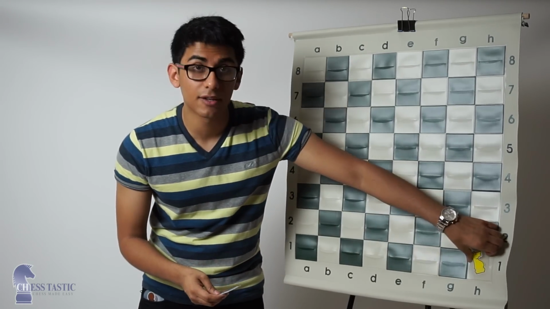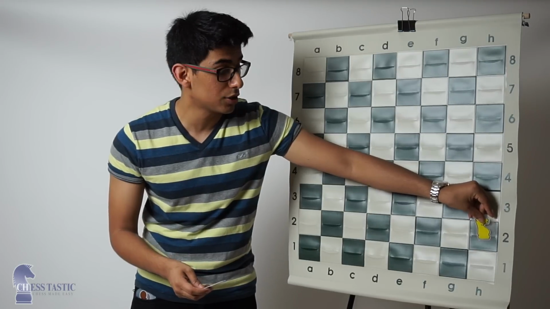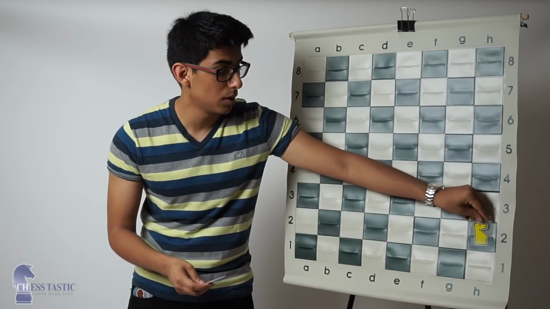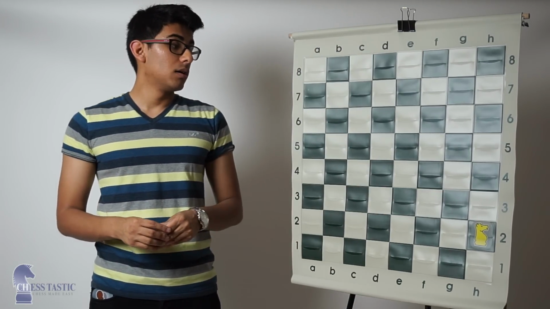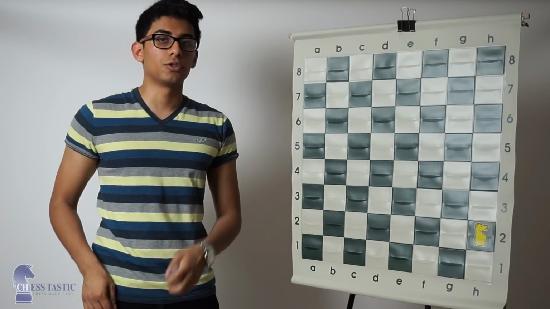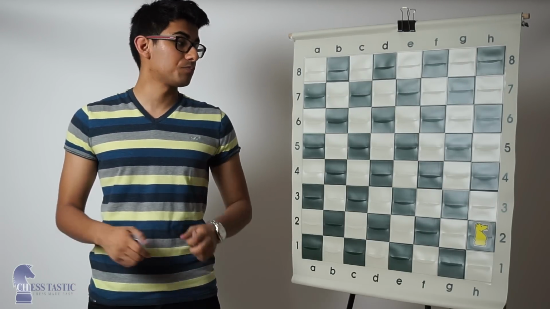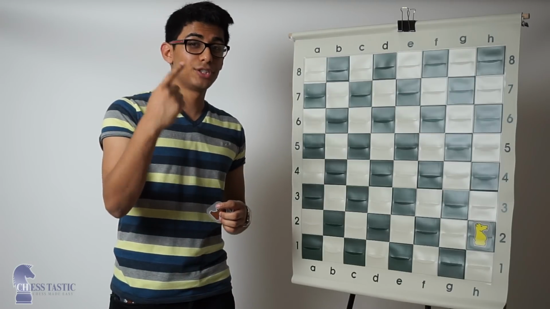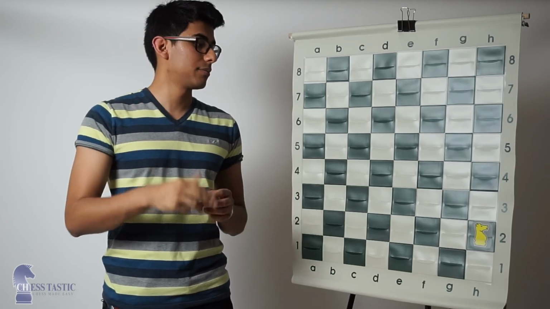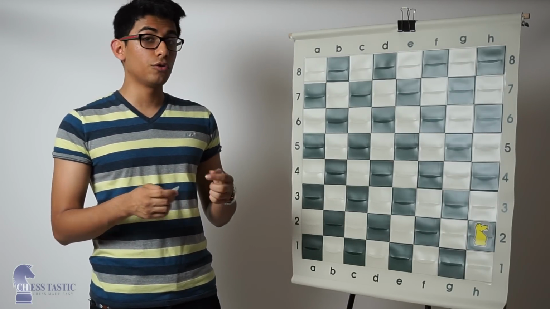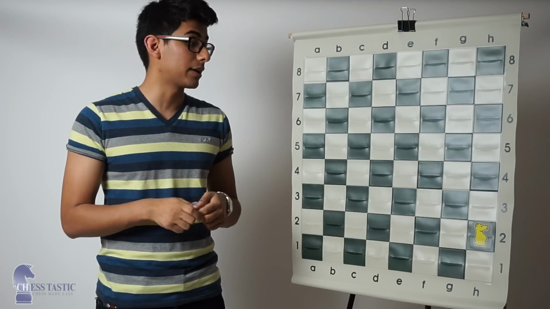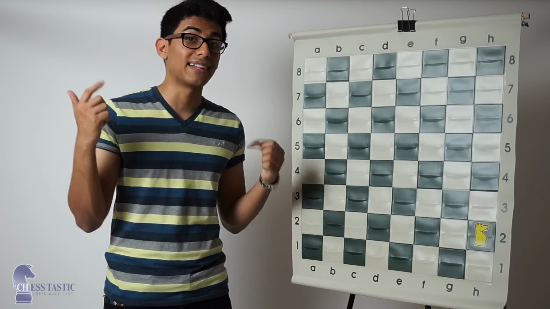Let's take this knight from h1 and put him on h2. So he's on h2 now. Now which squares can he go to? Take your time and then let me know. 1, 2, 3. Okay, so this knight can go to 3 squares. If you said 3, that's correct. And if you named the squares, that's even better.